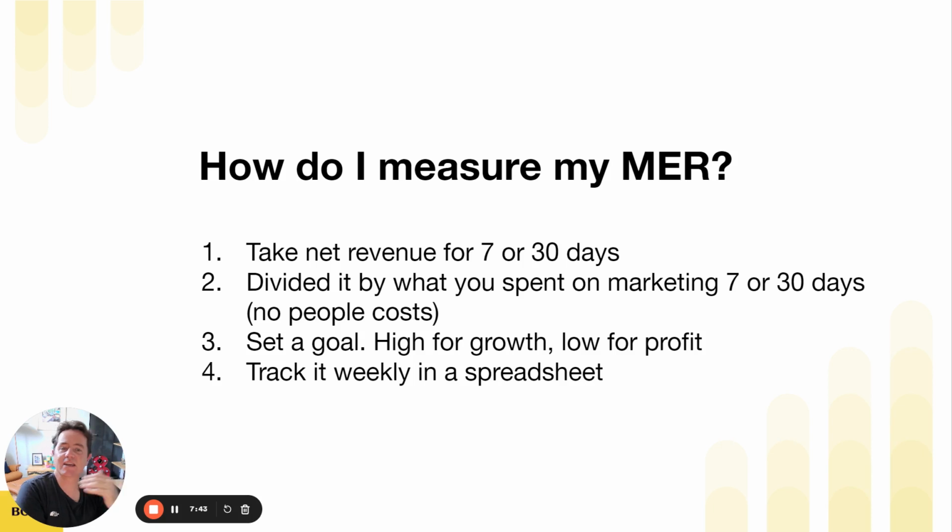What you need to do is just take your net revenue for the last either 7 or 30 days. So essentially a biggish period of time. You don't want to just do one day. Make sure it's the net revenue, so take off your GST or VAT or what have you. And then you just need to divide it by how much you spent on marketing in the last 7 or 30 days. Obviously, it's got to match the revenue days. Don't include any people costs, because they tend to be fixed rather than going up or down. The most important thing is that you're tracking where it's going up and down.